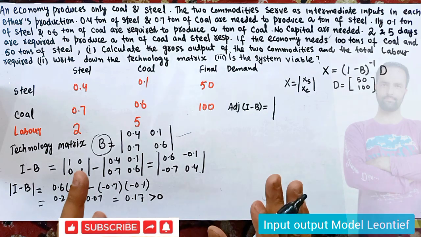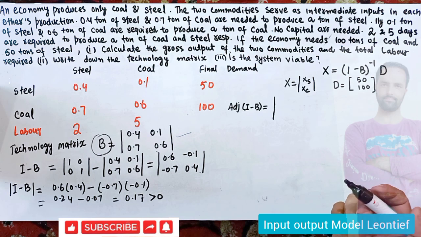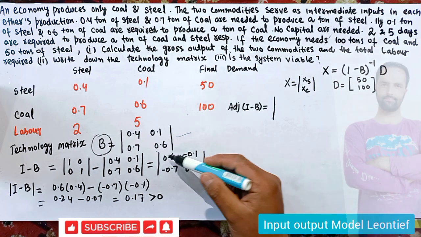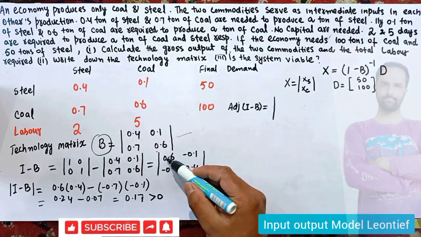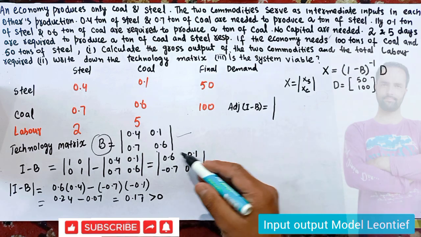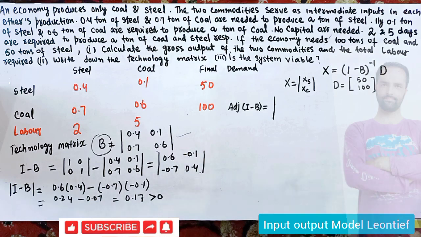If we have a 2 cross 2 matrix, to find the adjoint, it is very simple. How do we find the adjoint? We just interchange the principal diagonal elements. That means 0.6 will come down to where 0.4 is, and 0.4 will come up to where 0.6 is. So just interchange these two. Let me write it here.